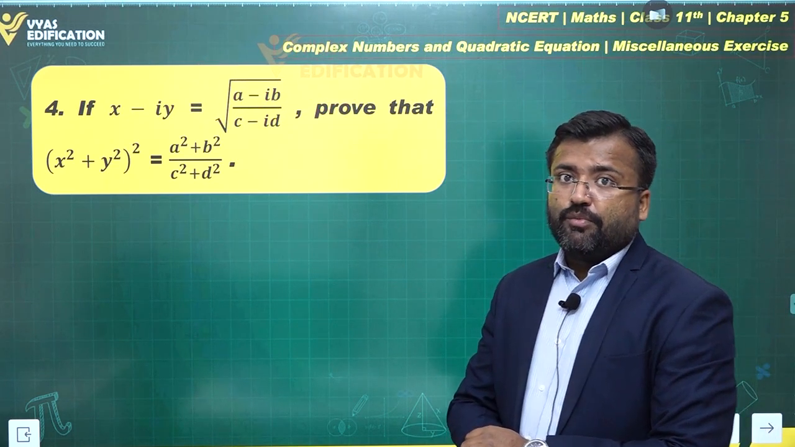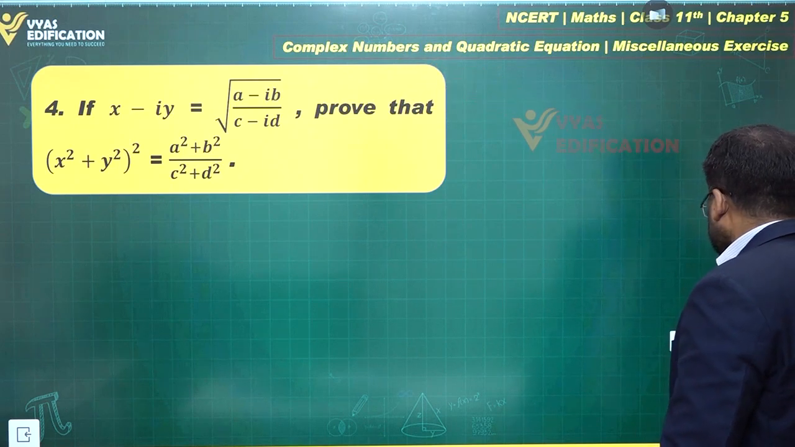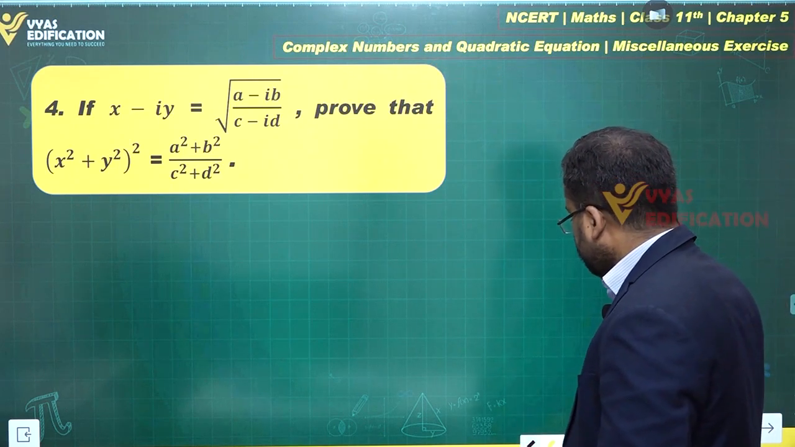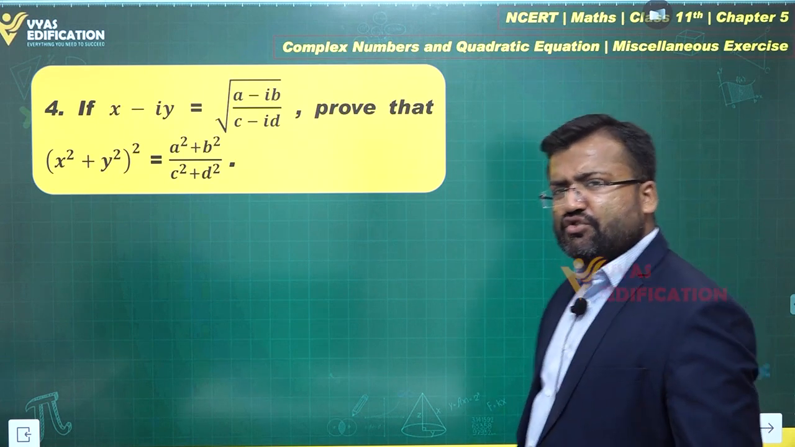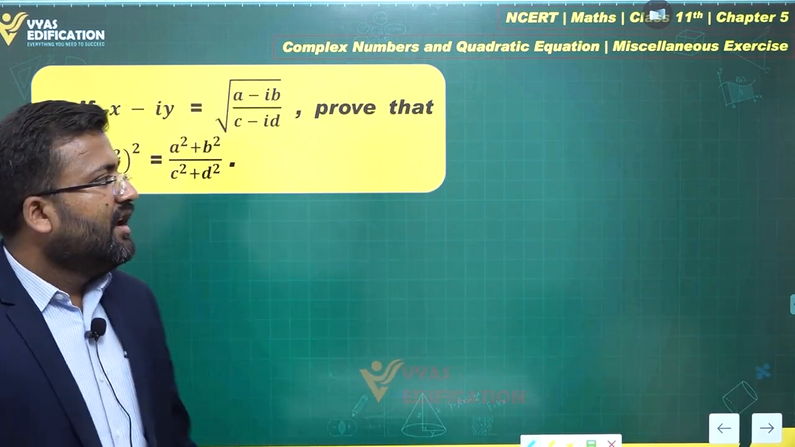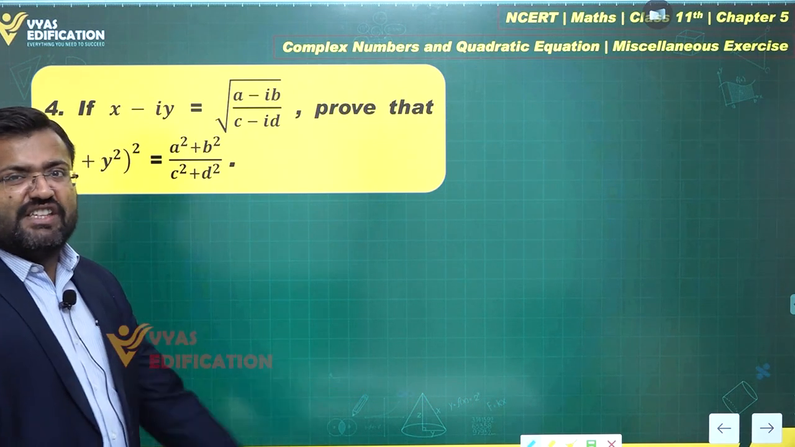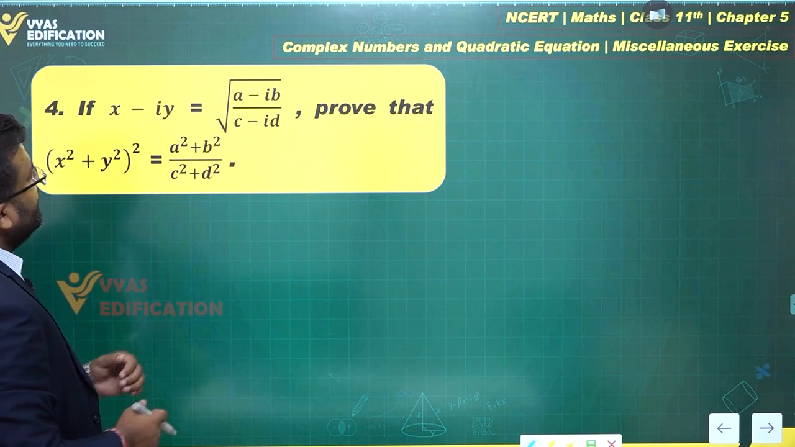Now, how do we go about proving this? Okay, let's take a look at this. I'll discuss two methods with you. One is a smarter way, and another is a longer way. Probably you would have seen that somewhere. But let's do it with the smarter way first.